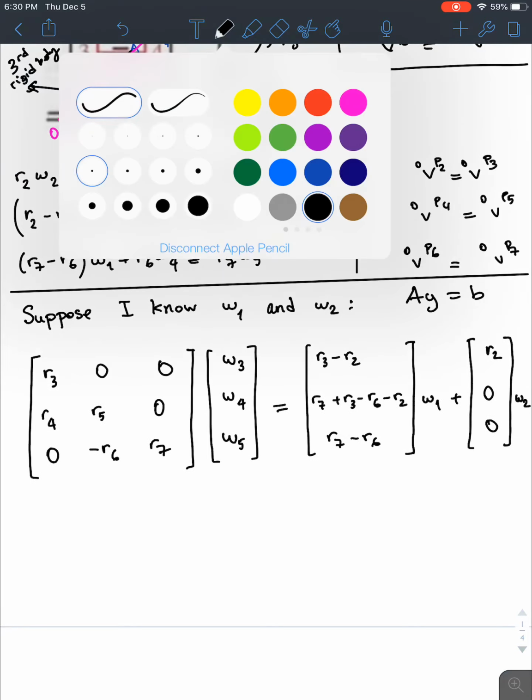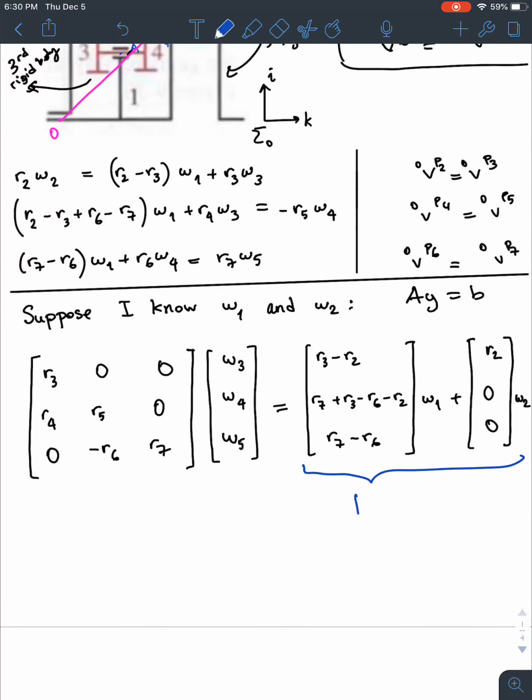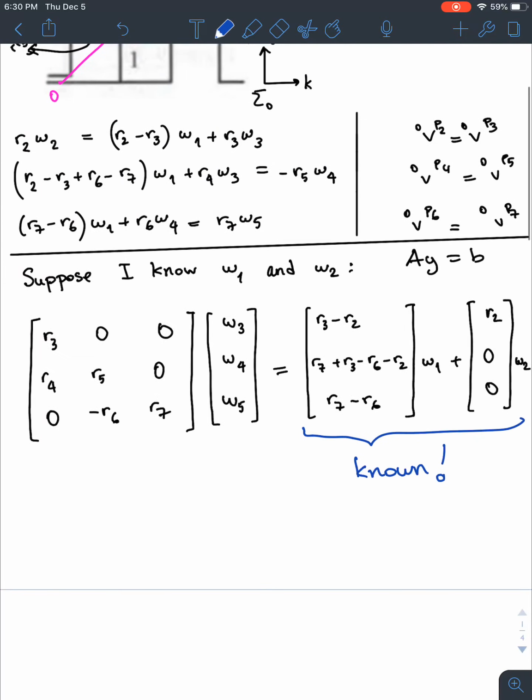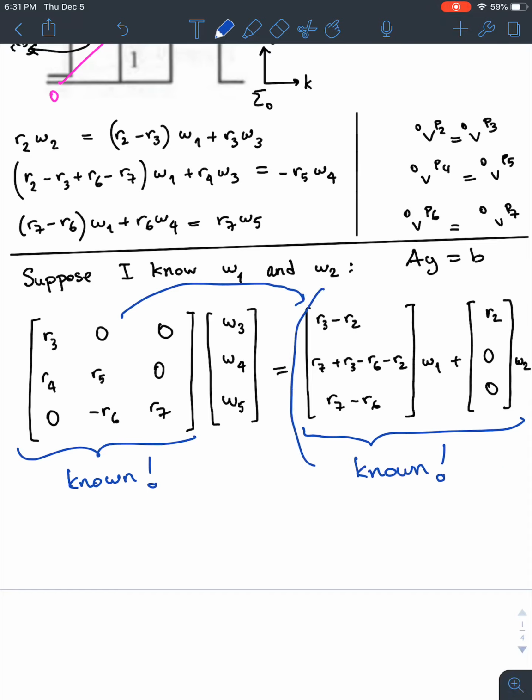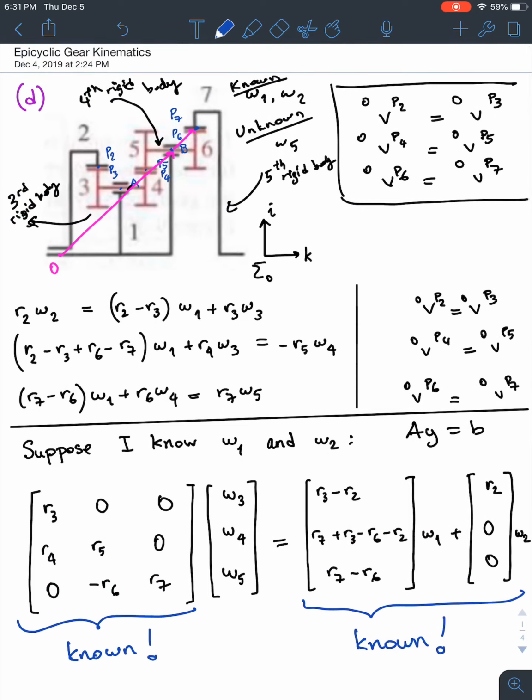So now you can see here that all of these terms are known, right? And this matrix is also known. And this matrix is invertible as long as what? None of R3, R5, or R7 is 0. If one of them is 0, then it is singular or not invertible. But if none of them is 0, it is invertible. So you can take the inverse of this matrix, multiply this whole thing by the inverse of that matrix, and find the result for omega 3, omega 4, and omega 5. Great. So that's the end of this problem right here.